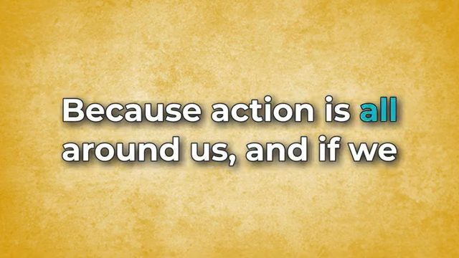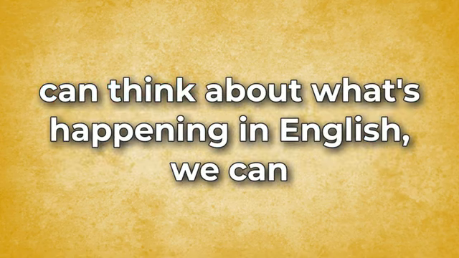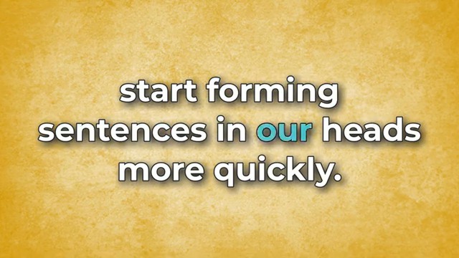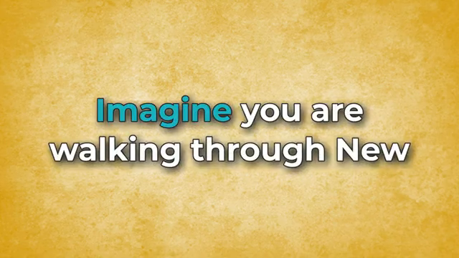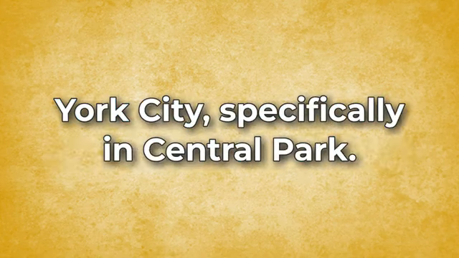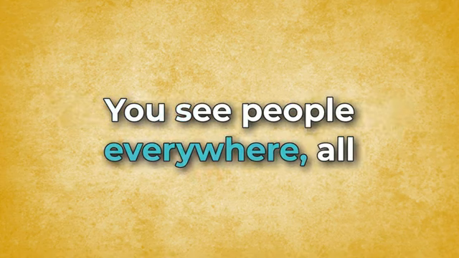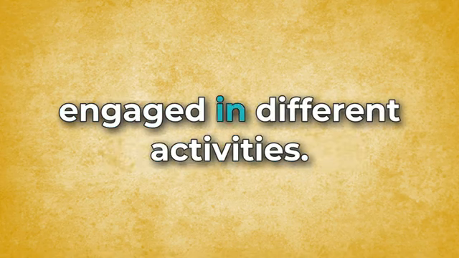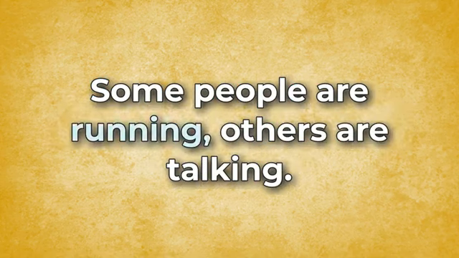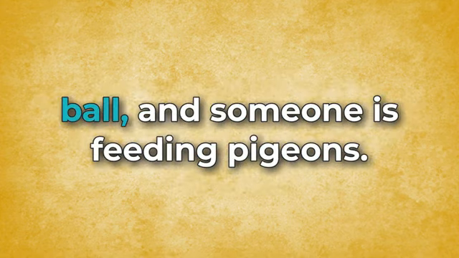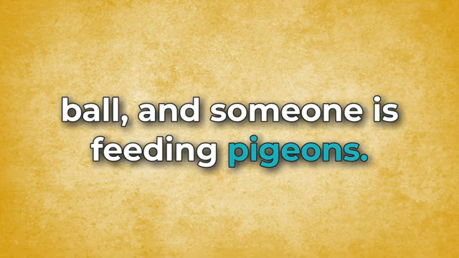Why do we start with verbs? Because action is all around us, and if we can think about what's happening in English, we can start forming sentences in our heads more quickly. Let's take an example. Imagine you are walking through New York City, specifically in Central Park. You see people everywhere, all engaged in different activities. What are they doing? Some people are running, others are talking. You see a dog chasing a ball, and someone is feeding pigeons.